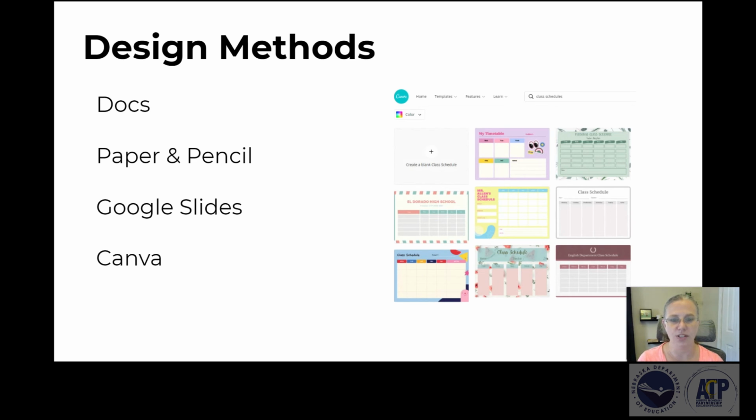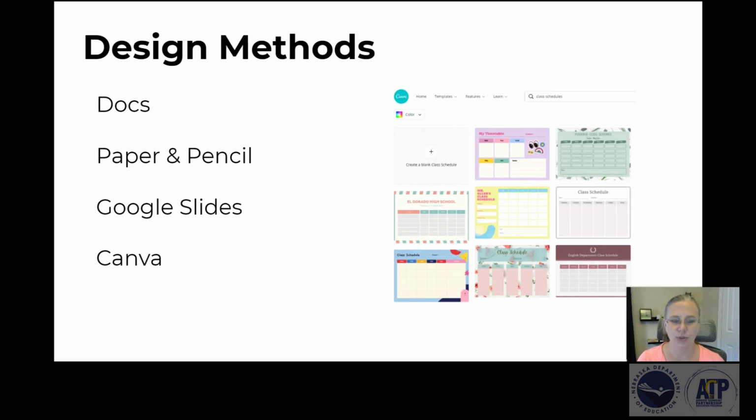Google Slides, most of us are pretty familiar with. The reason I like that is because you can click and drag pictures and items around on the screen, where you can't do that in Docs. Canva I like because it is a little more colorful and it's a super easy way to make a very polished and professional looking schedule.